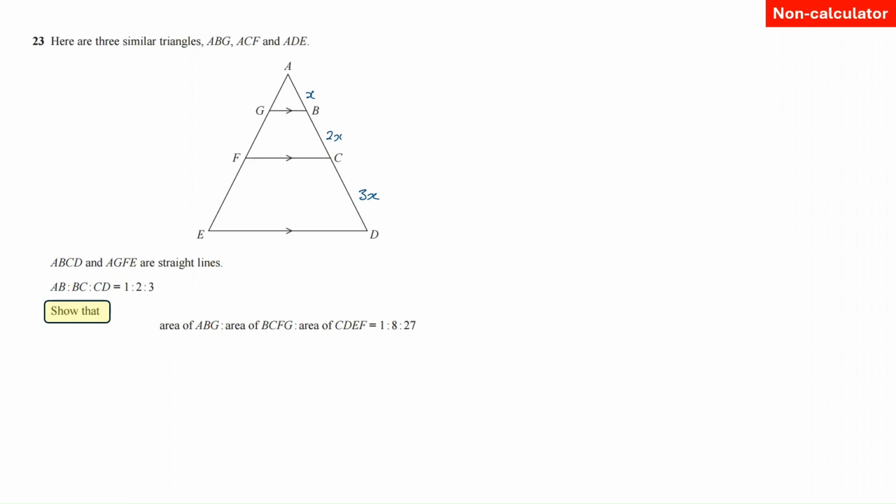And that actually means then that I can write, well, the way I'm going to set this up is I'm going to think about triangle ABG, the middle triangle ACF, and the big triangle ADE. And I know the length scale factors for these triangles are going to be x, 3x, and 6x. And of course, that's because A to C is 2x plus x, and A to D is 2x plus 3x plus x.